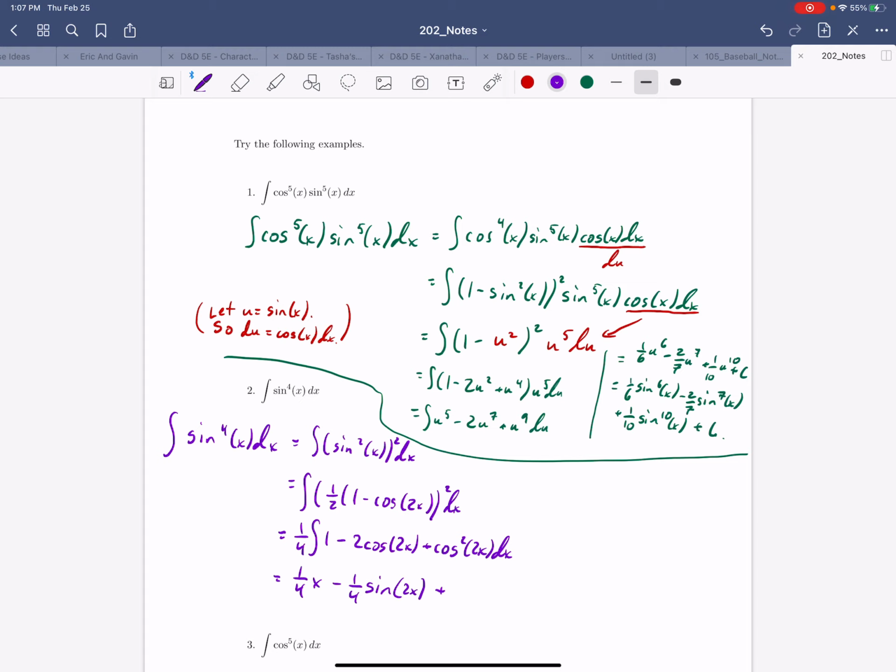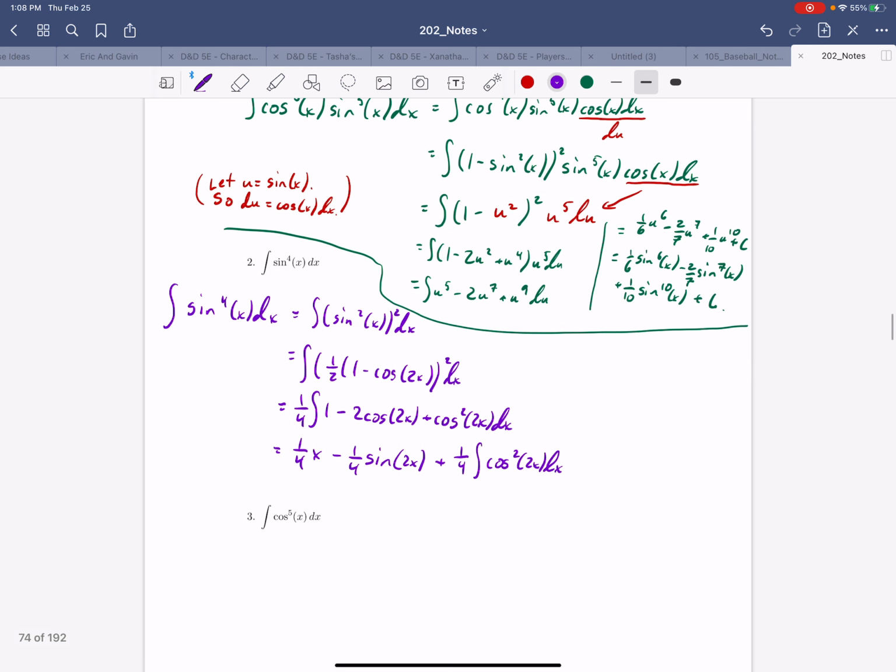Now this integral is a little bit more involved, right? 1/4 times the integral of cosine squared of 2x dx. And you might remember from today how we handle such a problem. First off, we just copy the stuff we had before. We simply use the half angle formula again, right? No reason not to. Double negative.